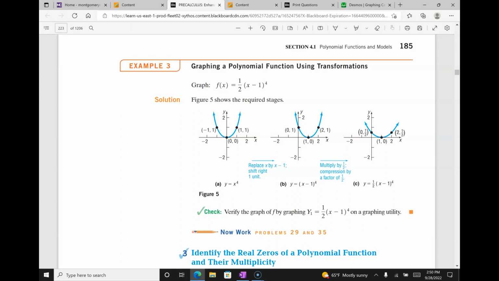Right, with me? I've got an x minus 1 to the fourth power. So it's x minus 1 times x minus 1 times x minus 1 times x minus 1. There's going to be an x to the fourth power. And then what does it do? It takes the x to the fourth power and moves it to the right one. There's my x to the fourth. There's moving to the right one. And then what's it do to it? It compresses it by 1/2. On the outside is a direct, right?